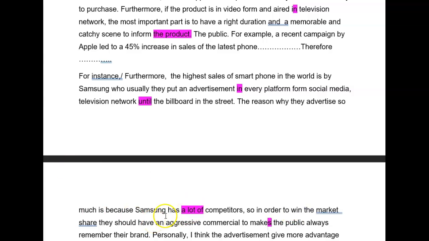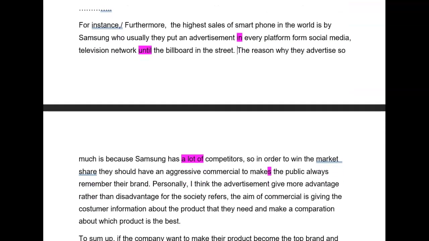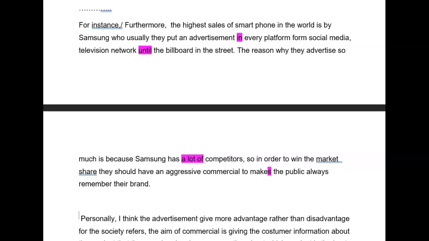Okay, so you could reword that slightly and say, for instance, the highest sales is by Samsung, who advertise frequently and aggressively, and their advertisements are usually successful because of their advertising campaign. Just slightly change that around a bit, but that needs to be your second paragraph, okay? And then this would need to be your conclusion, which is quite long.